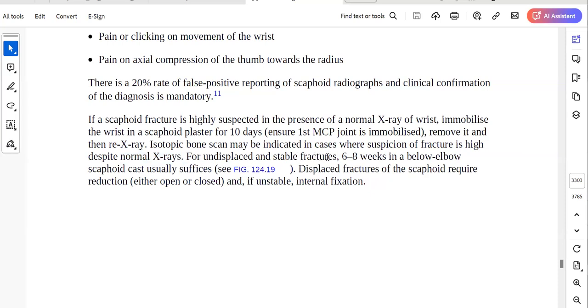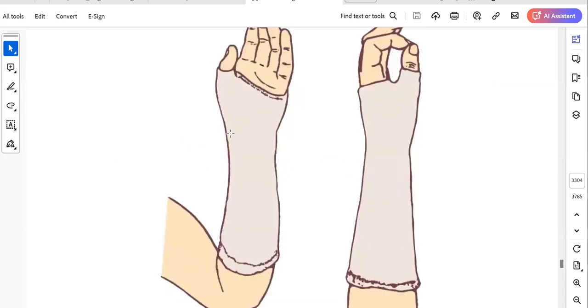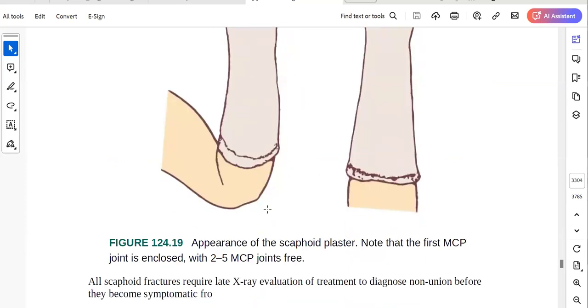For an undisplaced and stable fracture, 6 to 8 weeks in a below elbow scaphoid cast is usually the treatment. If it is a displaced fracture, it might even require reduction and internal fixation. But most of the treatment will be like this, a below elbow scaphoid cast.